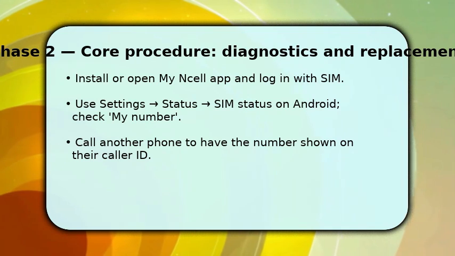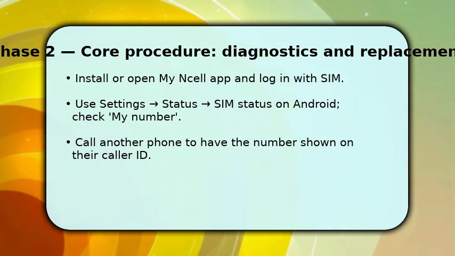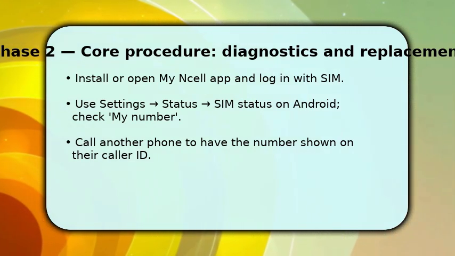Next, use the My Ncell app. Log in with the SIM's number or OTP. The app lists your active number.